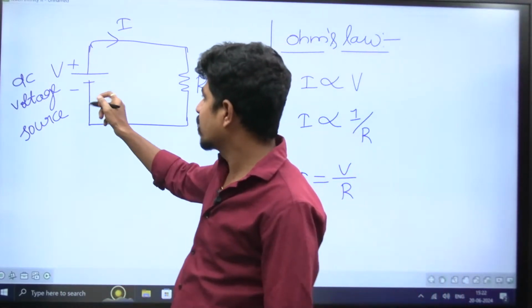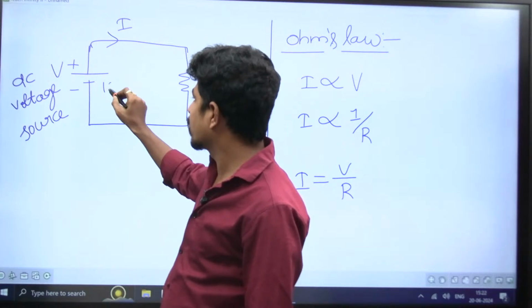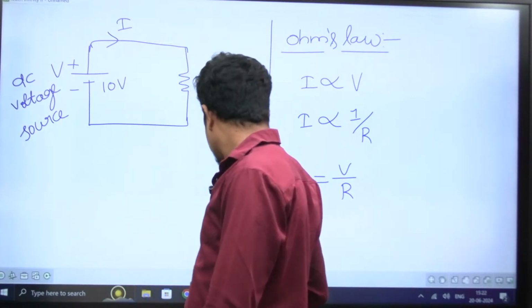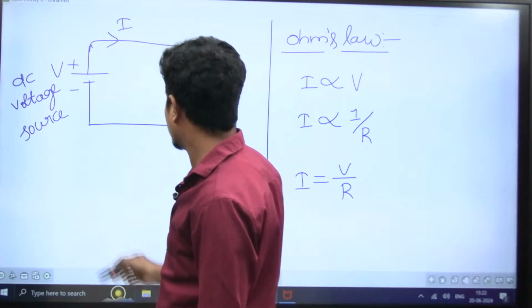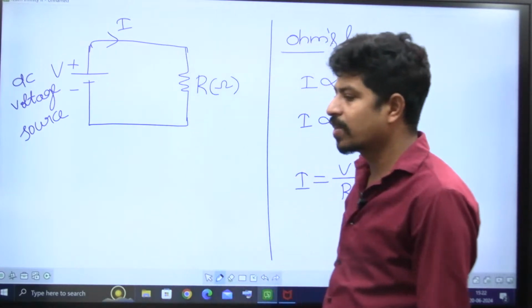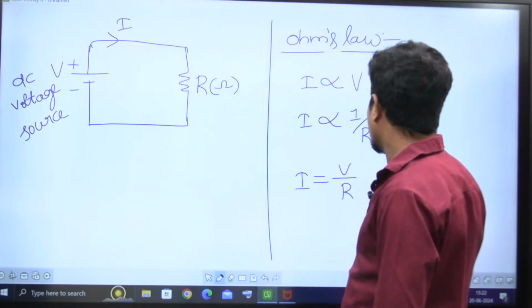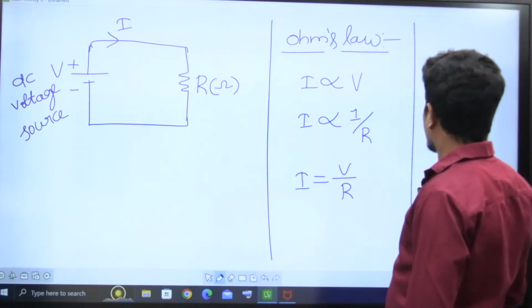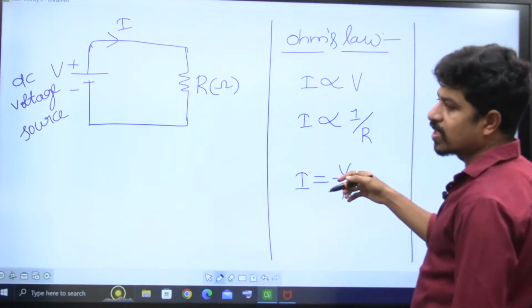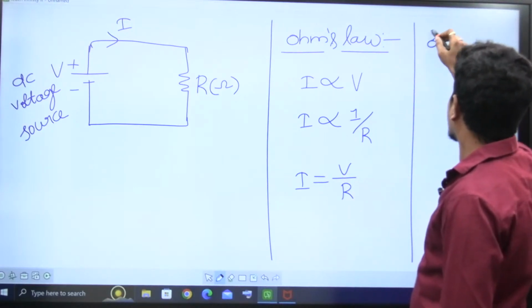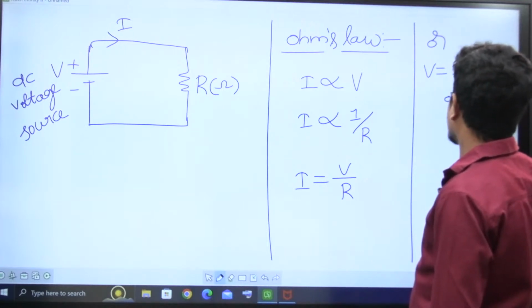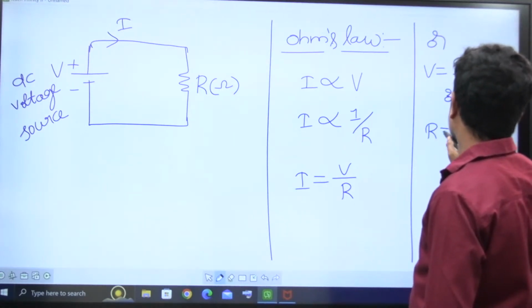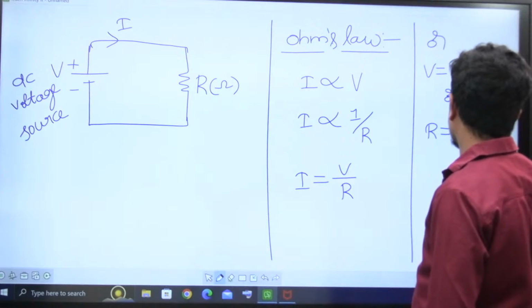Here I take a voltage. Suppose it is 10 volts. I'll find out the current later, but first of all, let's understand this terminology. Current I is equal to V by R. This formula can be written in three ways: I is equal to V by R, or V is equal to I into R, or R is equal to V by I.